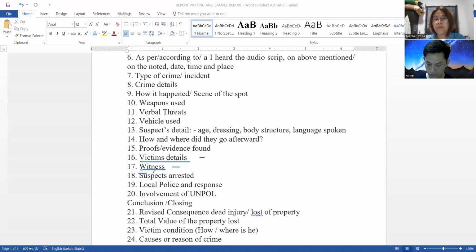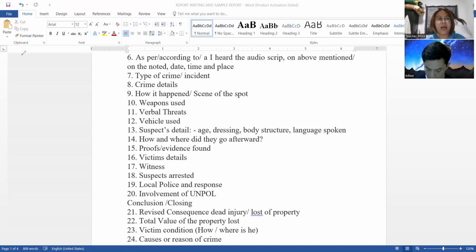So you can ask about the age and the gender, female or male, the name, the age, and also the job of the witness. Then, whether the suspects are arrested or cannot be found, or you're still looking for the witness and the suspects, and how the local police responded.